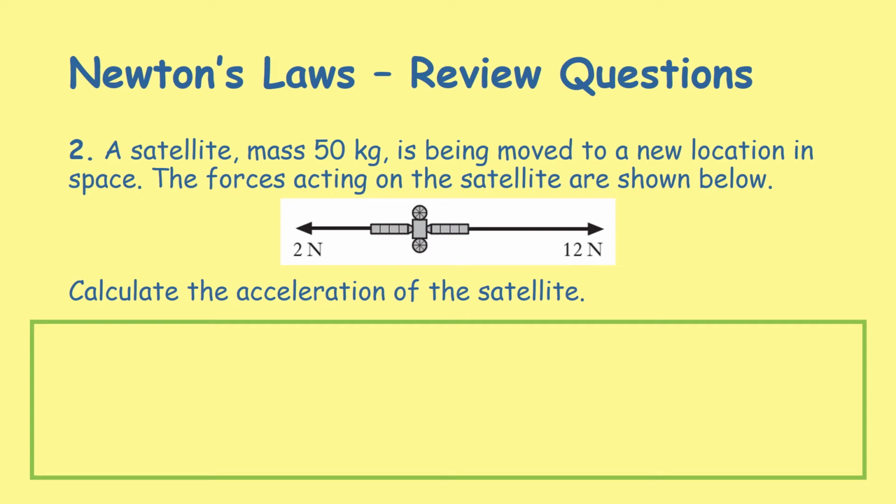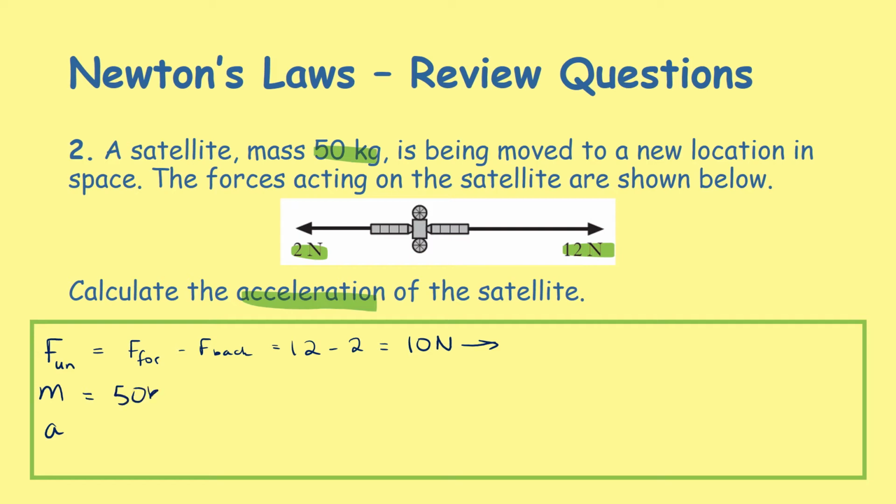Having a look at our numbers again, we have a mass, we want to calculate an acceleration, and we have some forces. So writing down our letters, force, mass, acceleration, it's the same equation as before, but we have 2 forces there. So before we can use this equation, we need to calculate the overall unbalanced force. And we can remember the unbalanced force equals the force forwards minus the force backwards. So in this case, 12 minus 2, our unbalanced force is 10 newtons, and that will be acting to the right. Our mass was 50 kilograms, and our acceleration is what we want to work out.